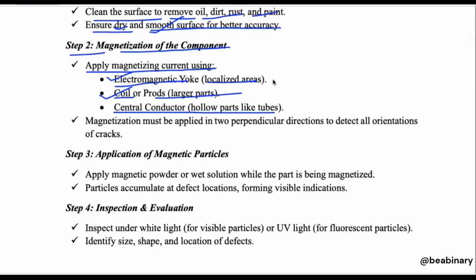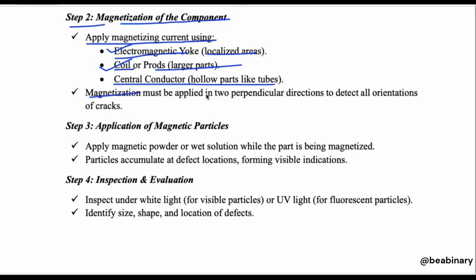The magnetization must be applied in two perpendicular directions to detect all the orientations of the cracks, not only one direction. What we do is try to induce two-directional magnetization, so that the magnetic field is induced in two directions and all the defects are detected with all orientations.